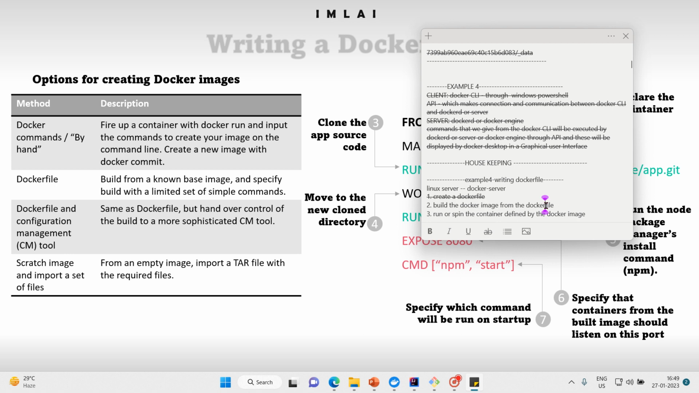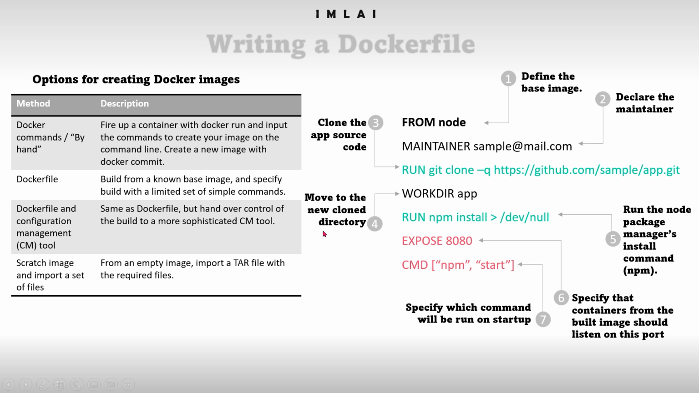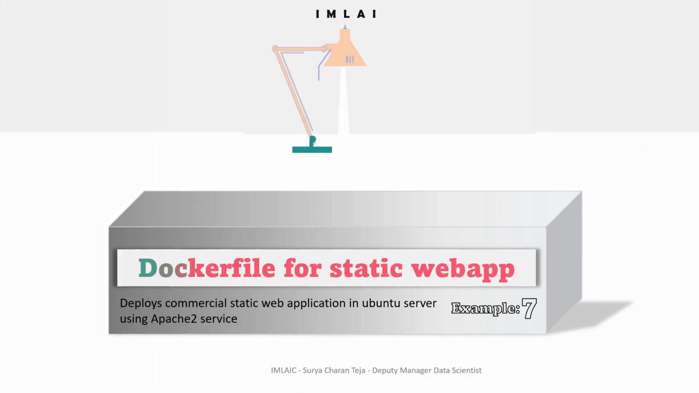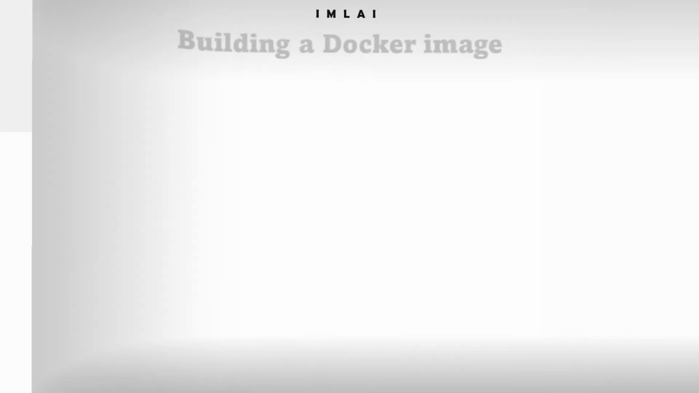Done. So now the second thing is to build the Docker image from the Dockerfile. Before we build a Docker image, let's see what building a Docker image means. We will look into that first and then we'll come back. So building a Docker image, what does it mean?